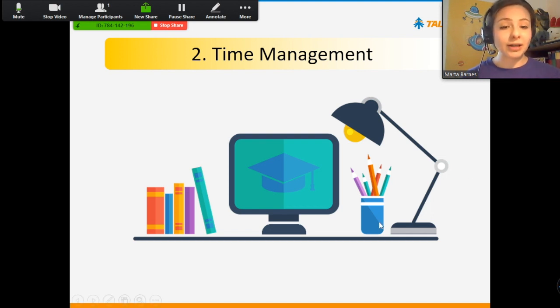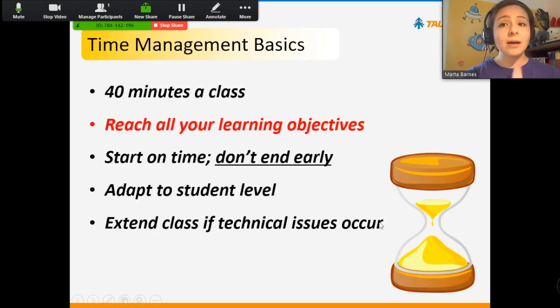So let's take a look at the first page, which is time management basics. Very easy, 40 minutes a class. Most importantly, you have to reach all your learning objectives in the given time, which is why this is highlighted in red. You have to make sure you start on time and don't end early. This is very, very important.